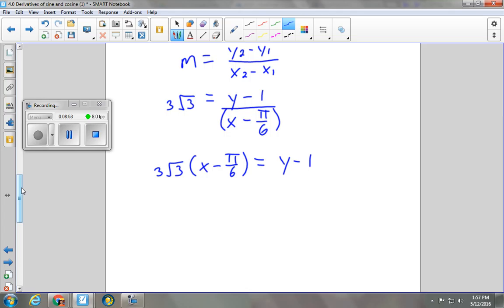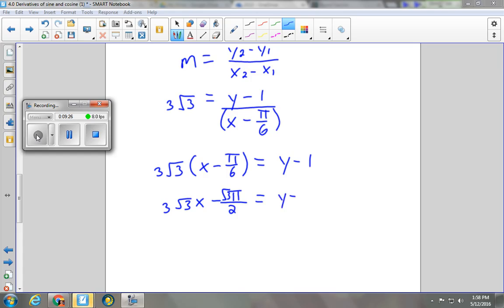Add 1. If we factor that in, we've got 3 root 3 x minus 3 root 3 pi over 6. What does that end up being? It ends up being root 3 pi over 2. Is equal to y minus 1.